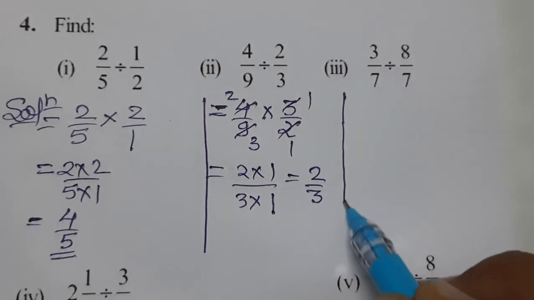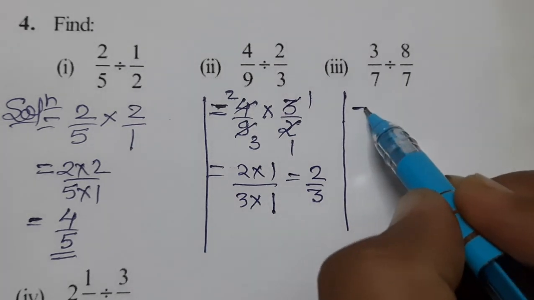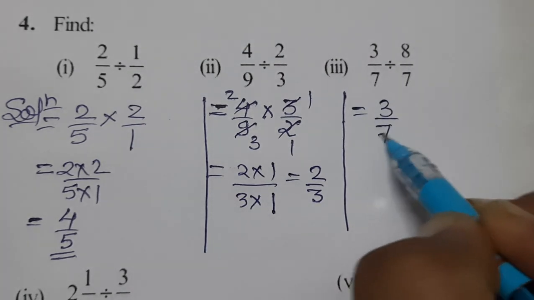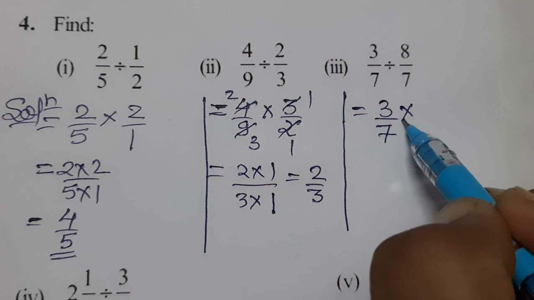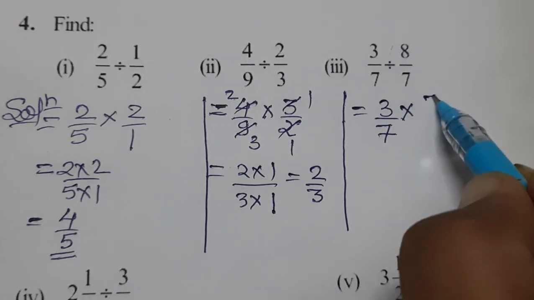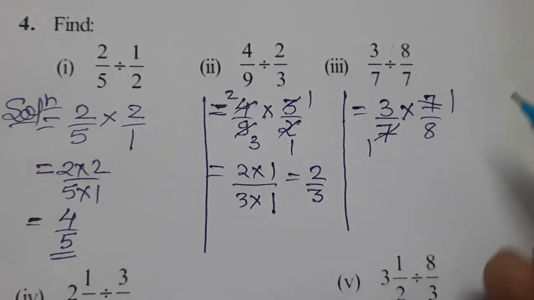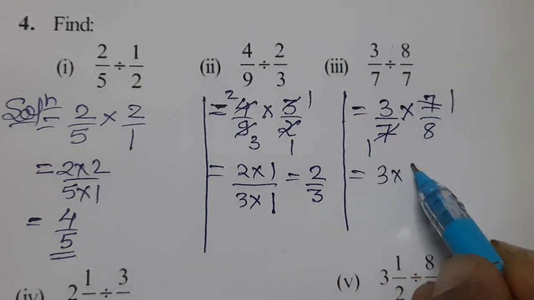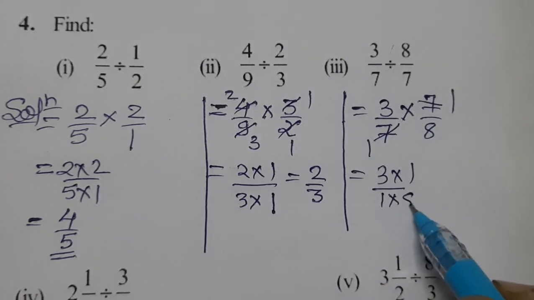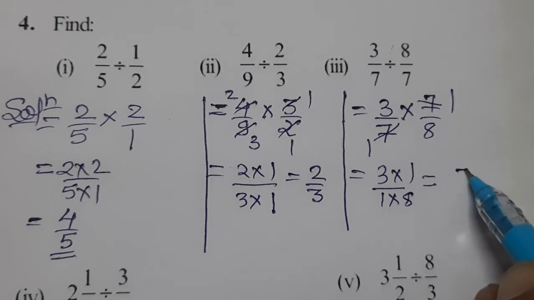Now see the third one. Same, all questions are nearly same. 3 by 7. Divide changes to multiplication. Take reciprocal of right hand side. 7 by 8. Possible to cut, then cut also. Multiply numerator with numerator and denominator with denominator. So what result will we get? 3 by 8.